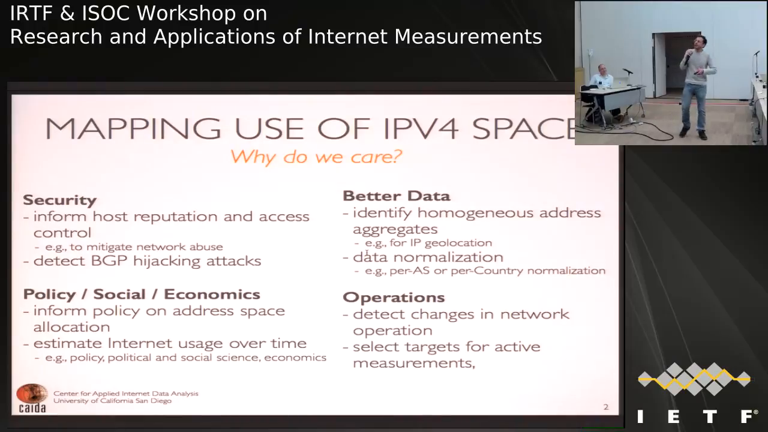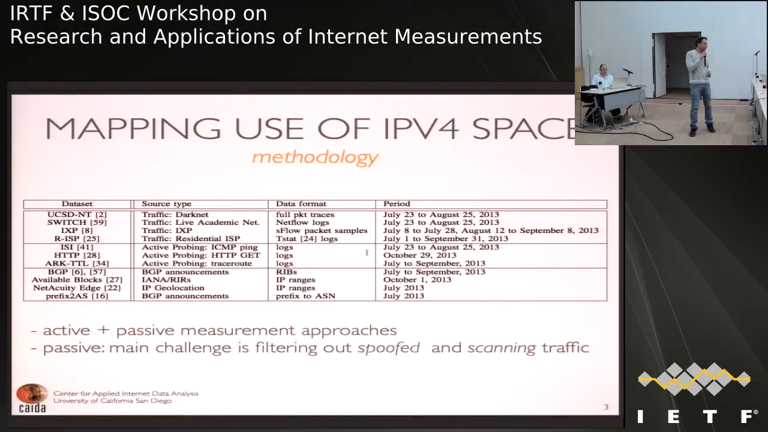Besides aspects related to policy, and so understanding address space allocation, research on policy and on economics is interested in understanding internet usage over time. And the results of these projects are also applicable to security and operations. So, for example, results from these projects can inform host reputation systems. In few words, how does our methodology work? Basically, we combine traditional active probing approaches with novel passive measurement approaches in which we look at traffic logs from different vantage points distributed worldwide.